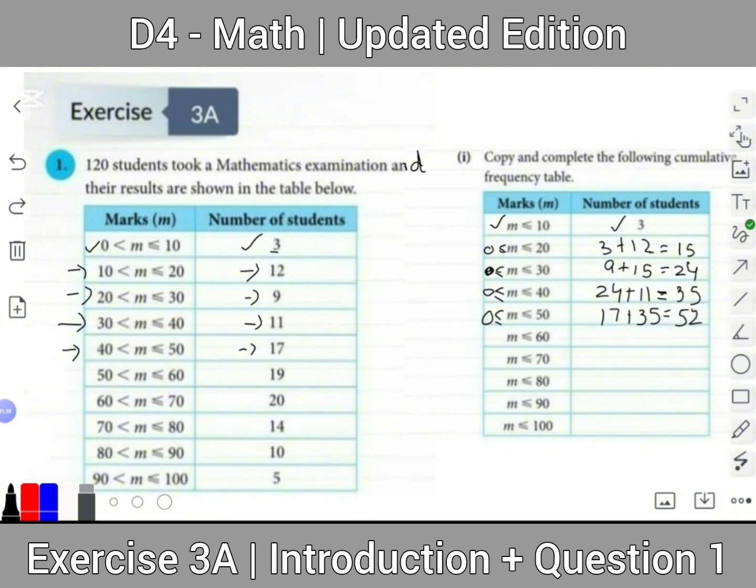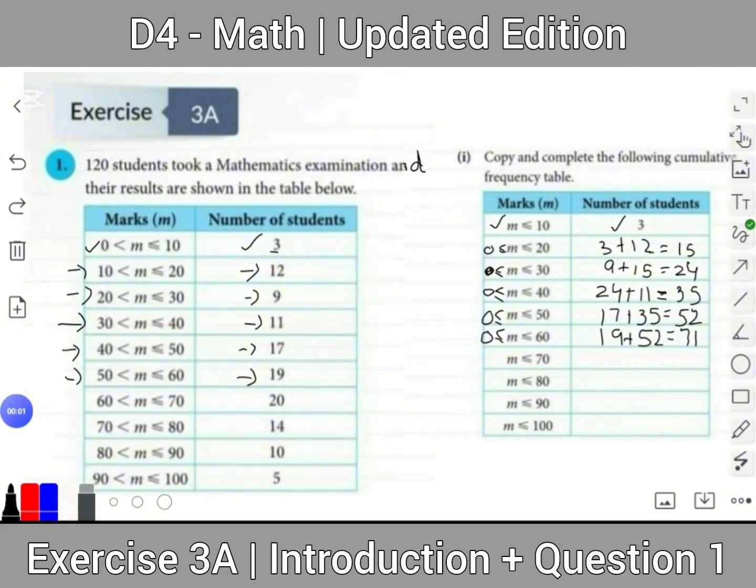Now for the sixth entry, the class interval 50 to 60 with the frequency of 19. The marks need to go from 0 to 60. Now we are going to add on this new frequency of 19 to the previous total. So 19 plus 52 gives us the cumulative frequency of 70.